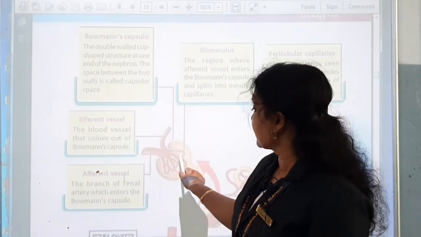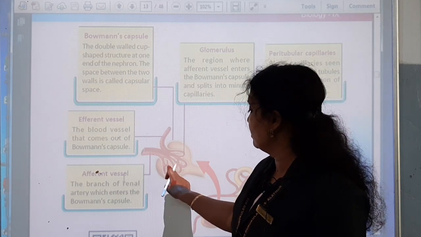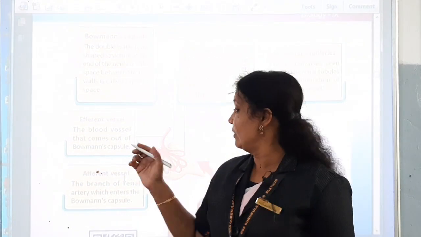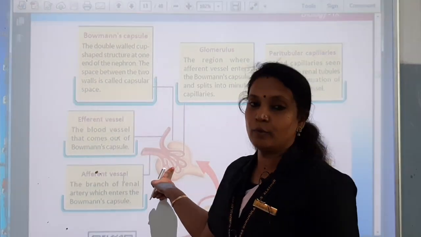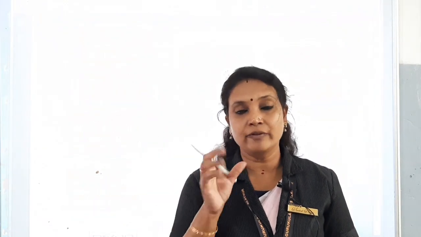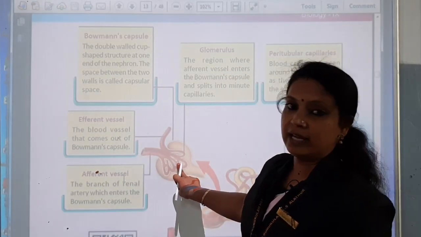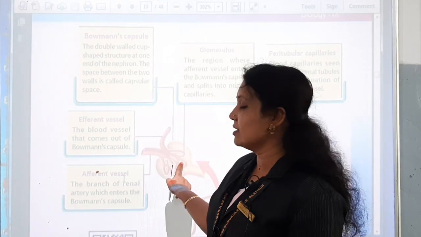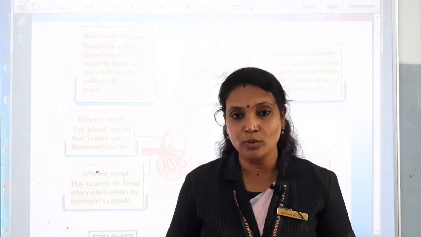And this is the glomerulus. Actually this is a network of capillaries. When the afferent vessel enters the Bowman's capsule, it splits into a group of capillaries, and this group of capillaries is known as the glomerulus. So this is the region where the afferent vessel enters the Bowman's capsule and splits into minute capillaries.